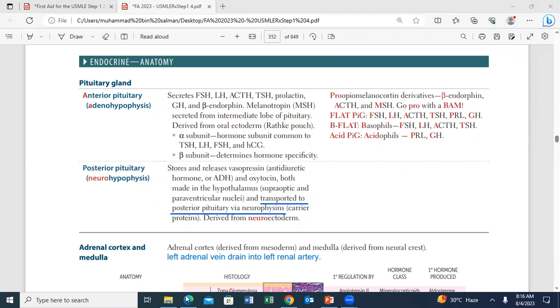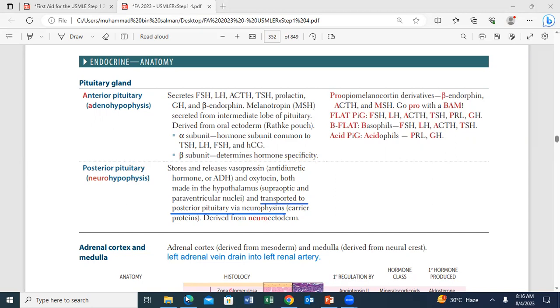Another point discussed over here is that TSH, LH, FSH, all of them have two subunits, an alpha subunit and a beta subunit, and they all have the same alpha subunit. So what basically differentiates TSH from LH and FSH and the hCG are the beta subunits. So beta subunit is different. That is what is written, that determines the hormone specificity.